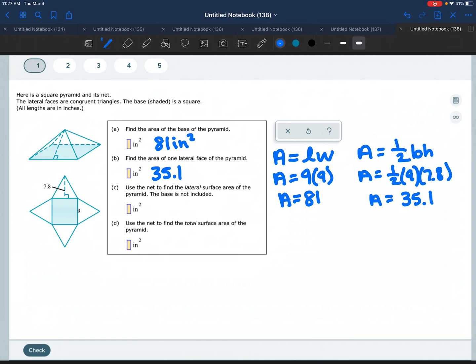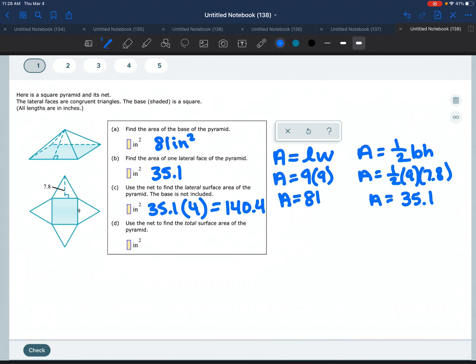Part C says use the net to find the lateral surface area. That means the base not included. So what is that asking us to do? Find the surface area of what? Yeah, the 4 triangles. Well, we already found the area of 1, so it should be pretty easy to find the area of all 4. All we're going to do is take 35.1 and multiply that by 4 to get 140.4.